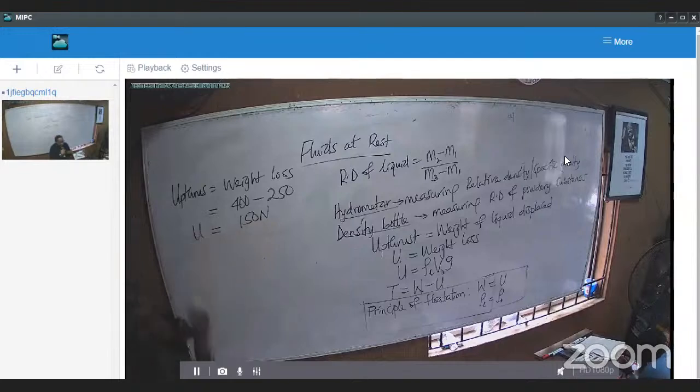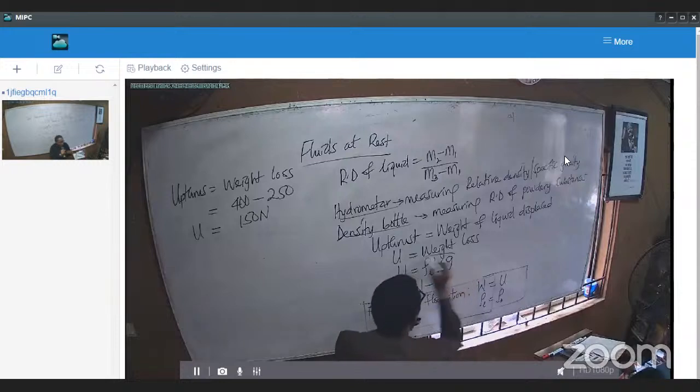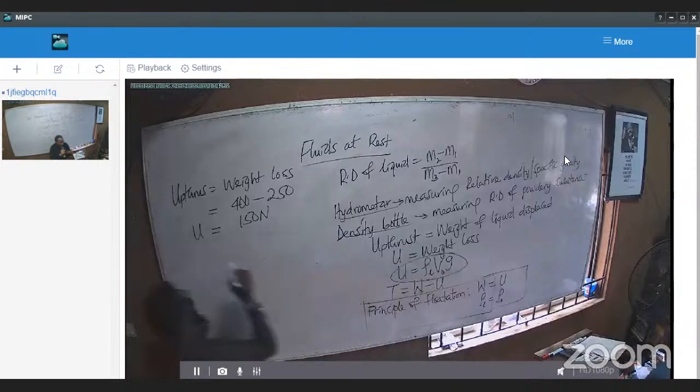Class, who knows the formula for upthrust? Only one formula. Rho L V naught G. 150.